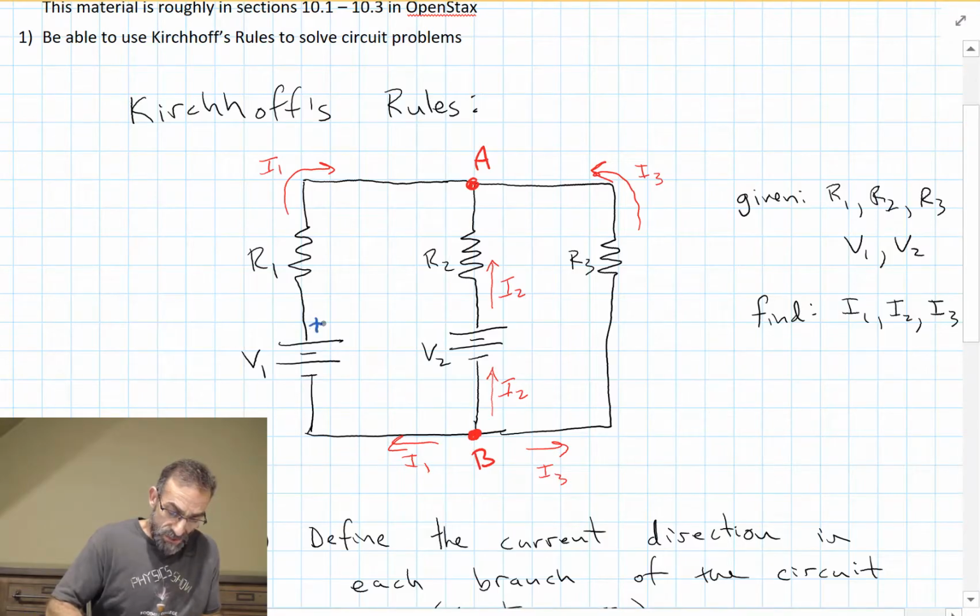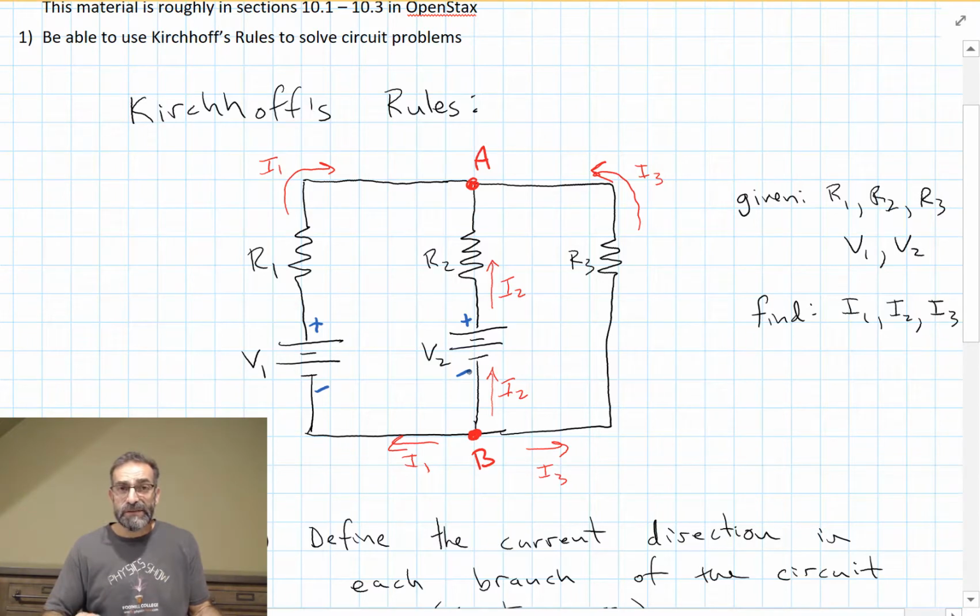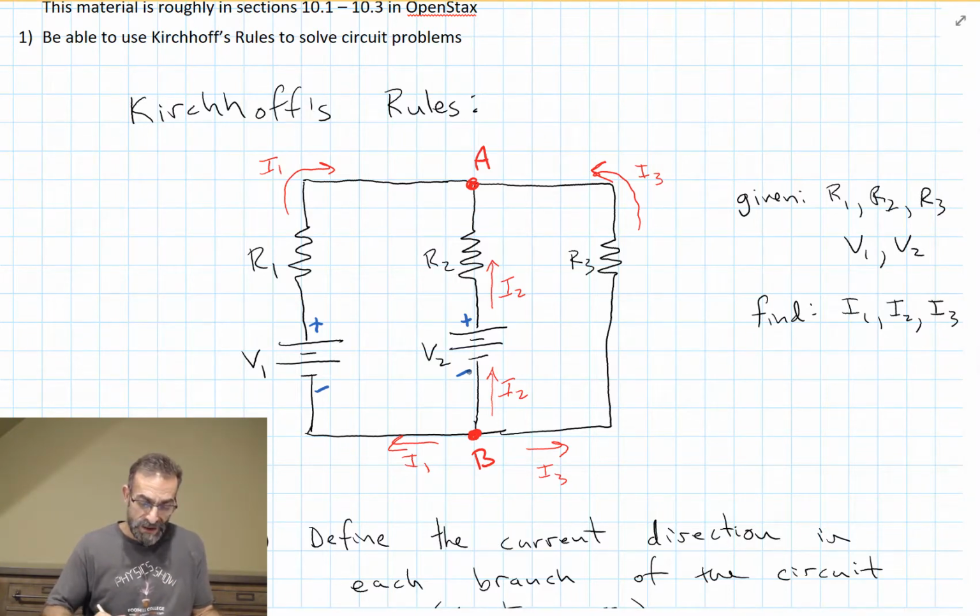This is the high potential side, this is the low potential side. High, low. So my batteries are easy. I just look for the long terminal, the long line. Now the resistors. R1, my current is flowing up.